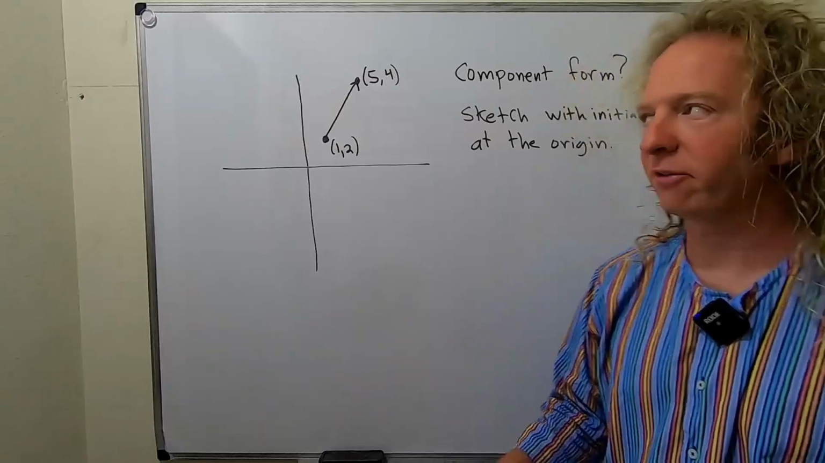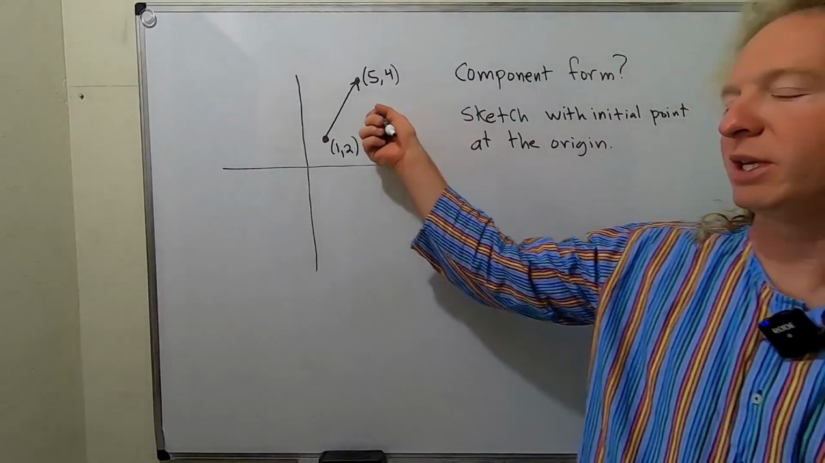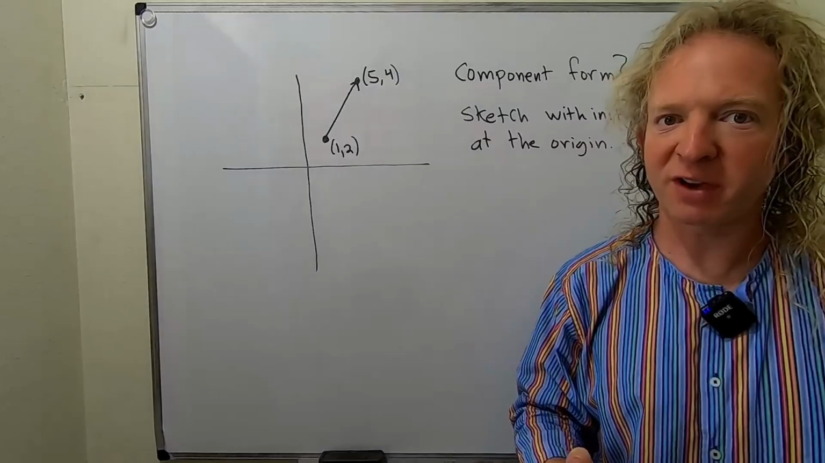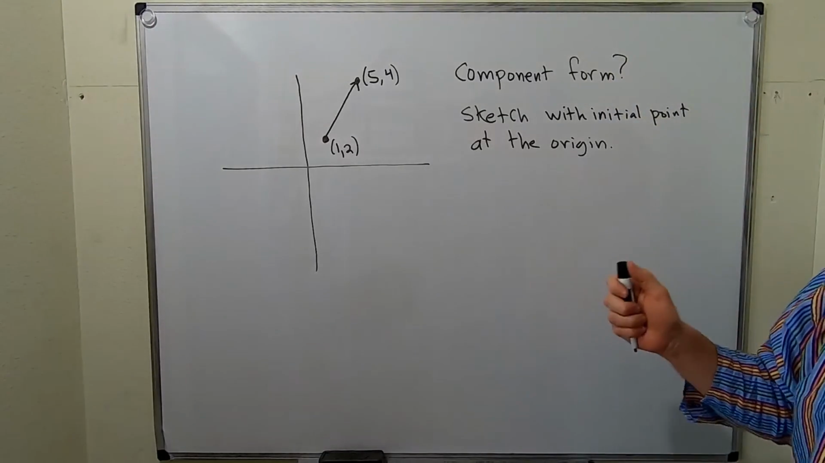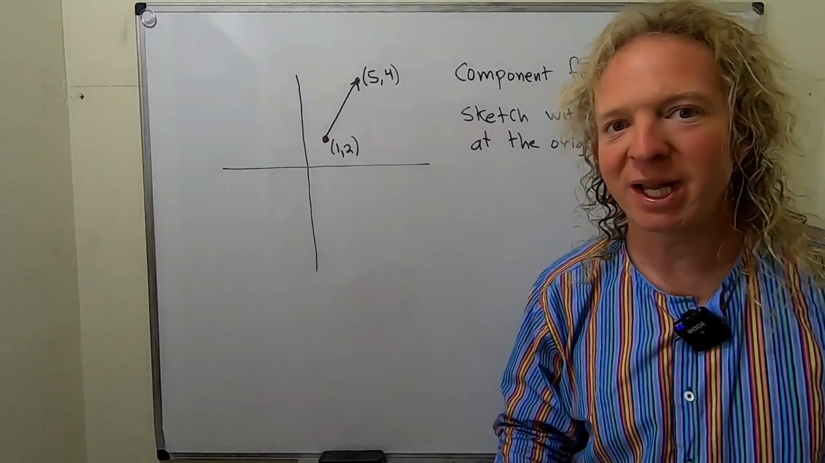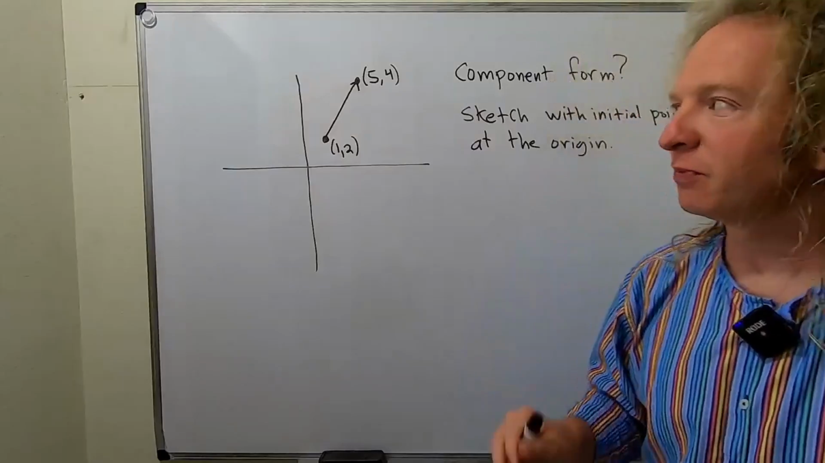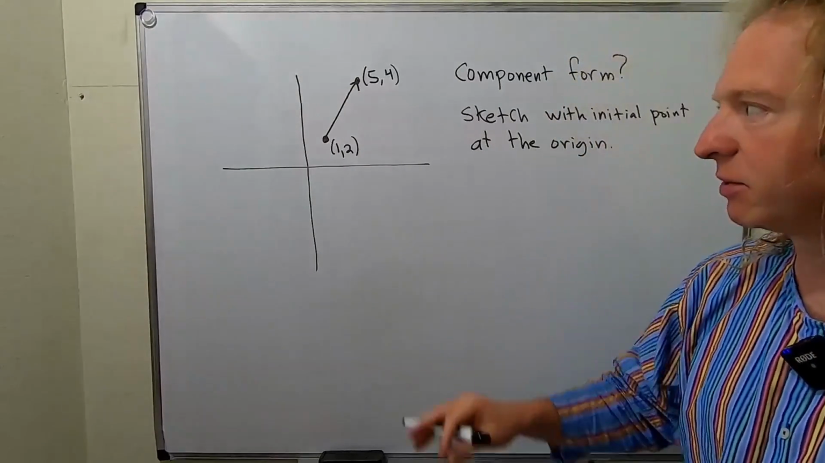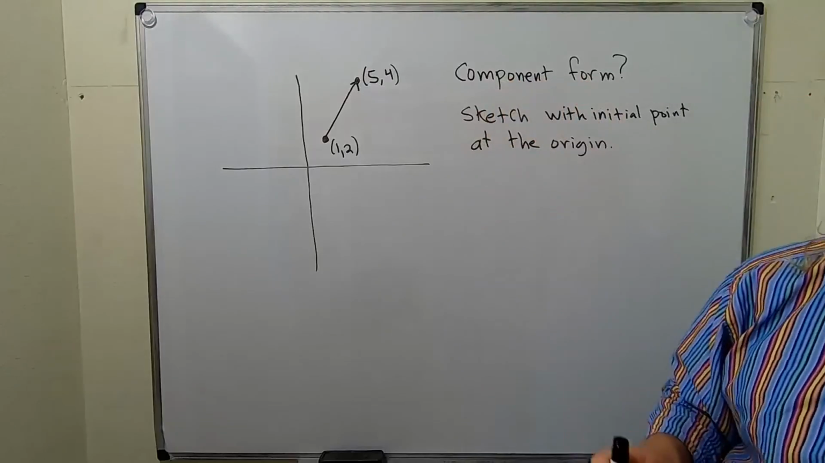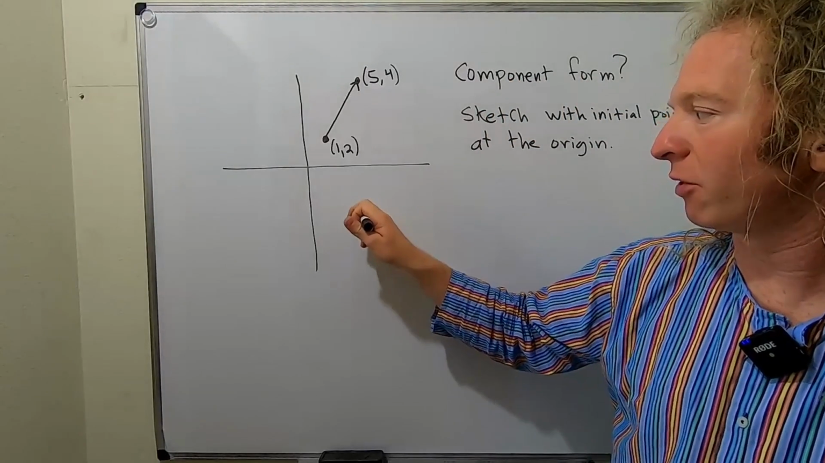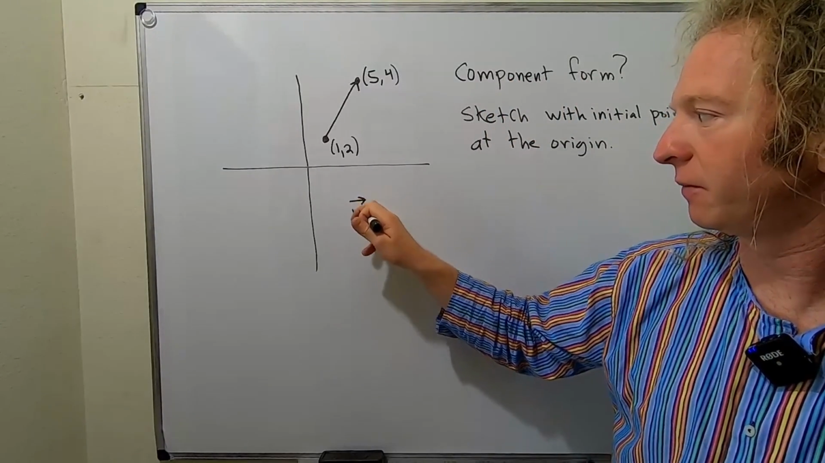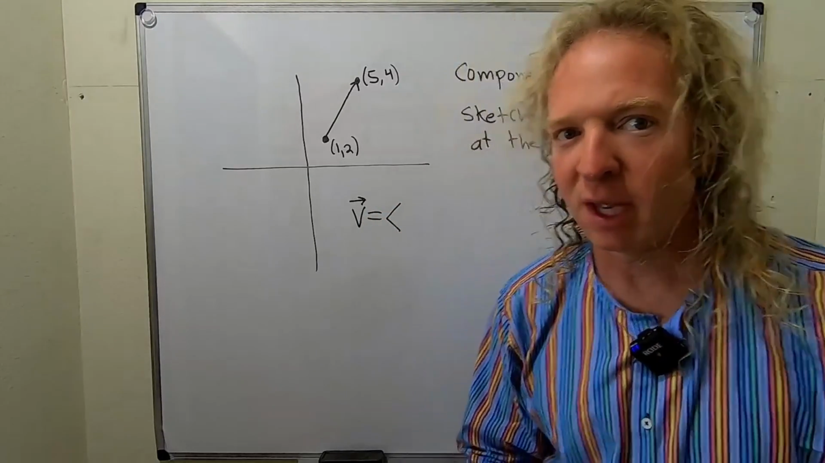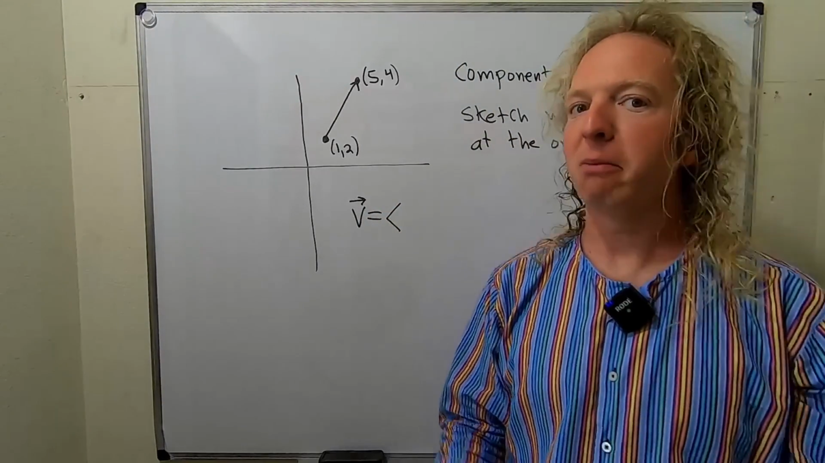In this video, we have a vector written in the plane, and we have to find the component form of this vector, and we also have to sketch the vector with its initial point at the origin. This problem may be simple, but it does illustrate a super important concept. So let's write the component form down first. The component form of our vector, which I'll call v, is equal to angle bracket, and there's a formula. It's always terminal minus initial.